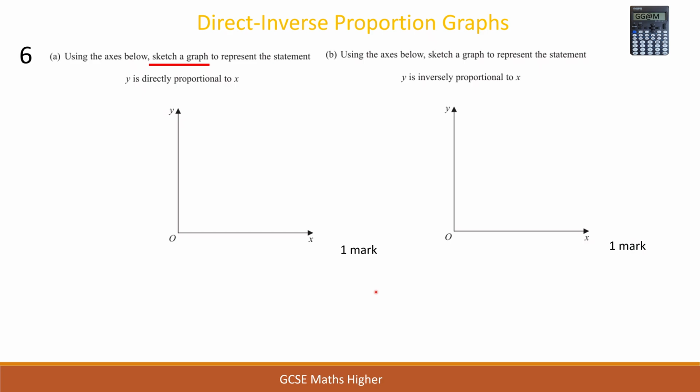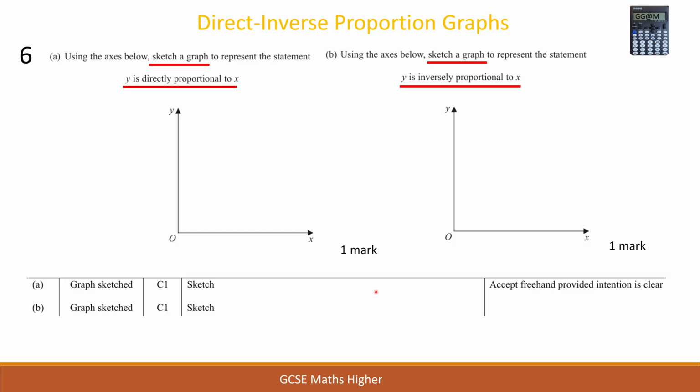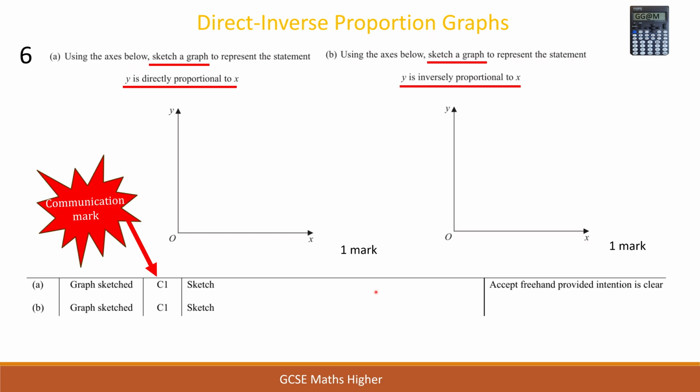Fantastic. So keywords, you're doing a sketch. Even though it's a sketch, you should still use a pencil and ruler if it's a straight line. And freehand should be just using a pencil to draw those lines. You've got directly proportional and then inversely proportional. So the mark scheme says the correct graph sketched. C1 means a communication mark, so you've drawn the correct thing.